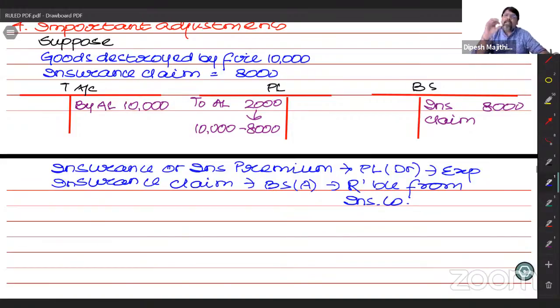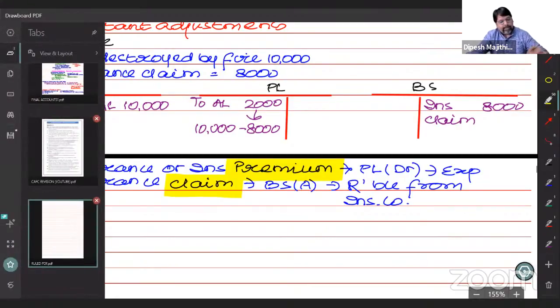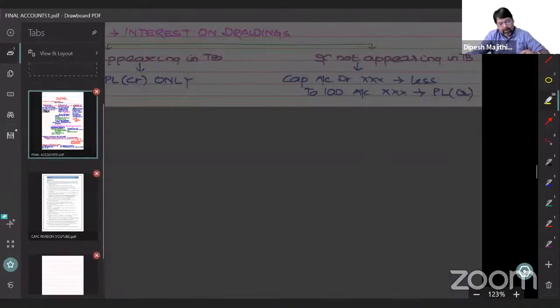Correct? So insurance or insurance premium, if given in trial balance, will not come in balance sheet asset. That is an expense, will come in P&L debit. But insurance claim, if it is given, will come in balance sheet asset because that is receivable. So there is a difference between premium and claim. Insurance only means insurance premium. Am I clear? Yes, sir. Thereafter, so this is your abnormal loss.